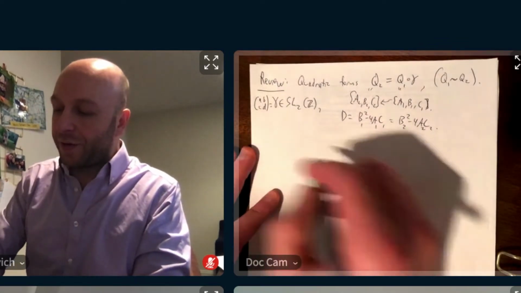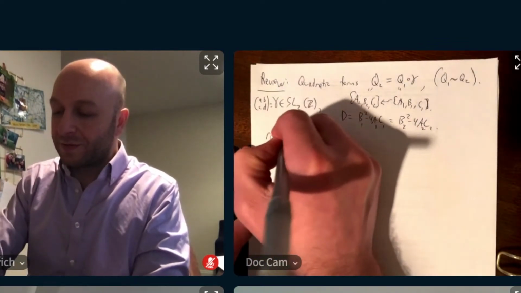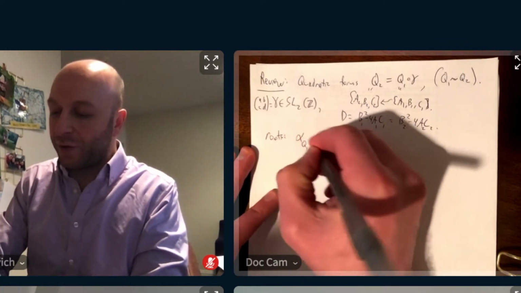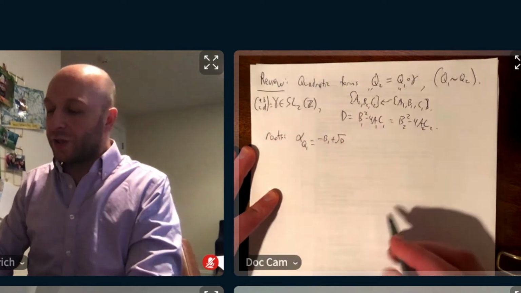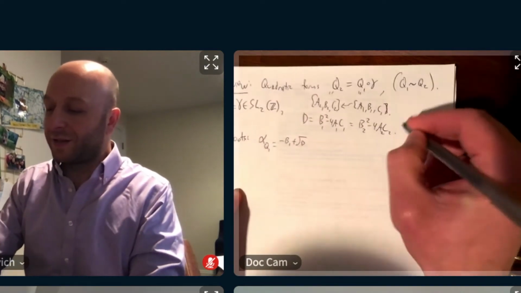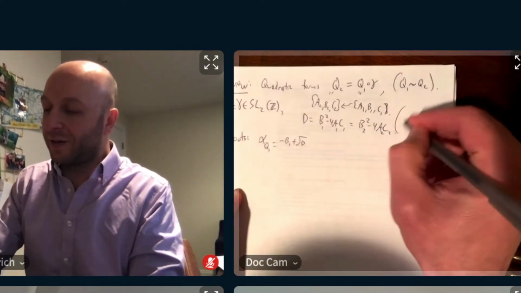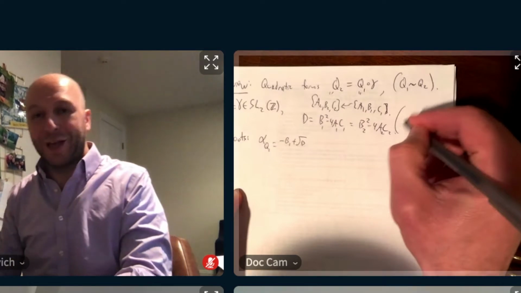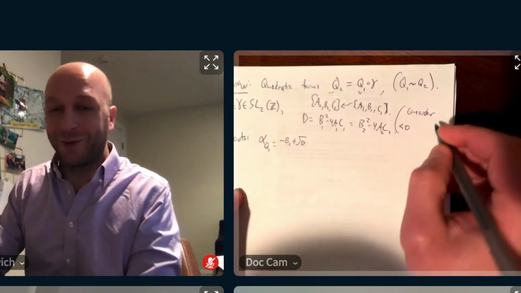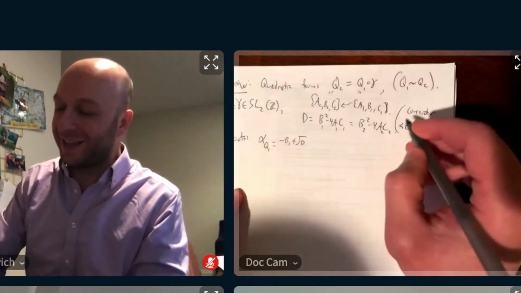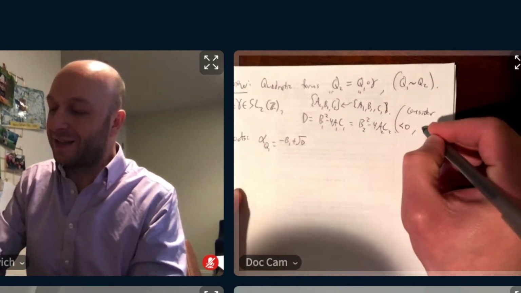And we saw that the roots, alpha of Q1, negative b1 plus root D. So let's consider the case, I keep saying consider first this case, but we've run out of time, so the only case we'll consider is the negative discriminants, that is, the definite forms.